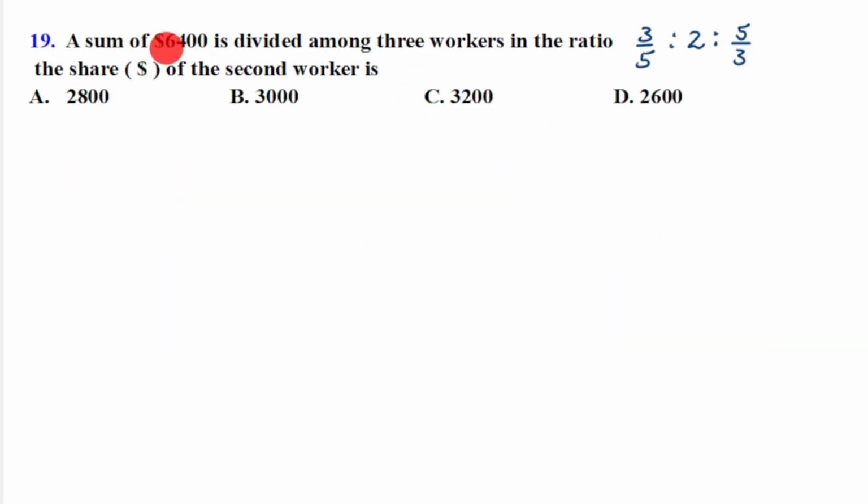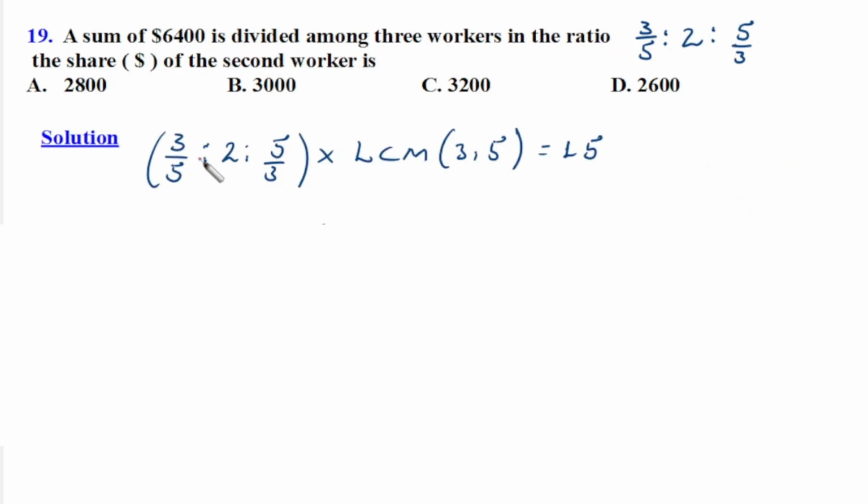19. A sum of $6,400 is divided among 3 workers in the ratio 3 over 5 to 5 over 3. The share in dollars of the second worker is? So what we have to do to answer this question is multiply this ratio by the least common multiple of 3 and 5 to eliminate the fraction. The least common multiple of 3, 5 is 15. So when we multiply by 15, we get 9 ratio 30 ratio 25.